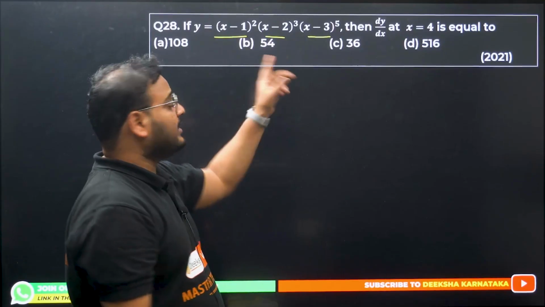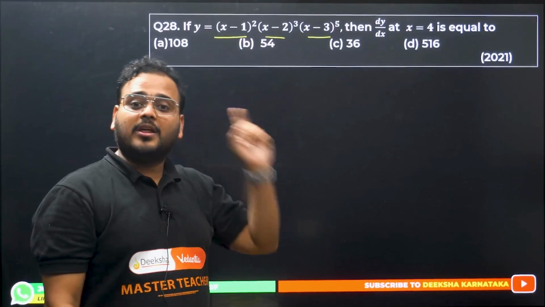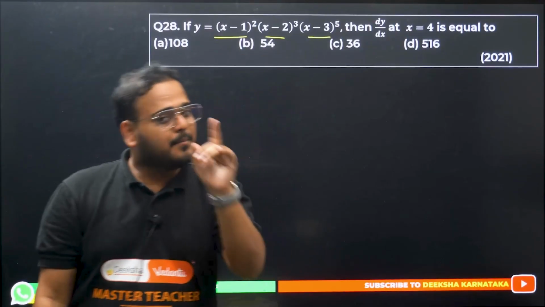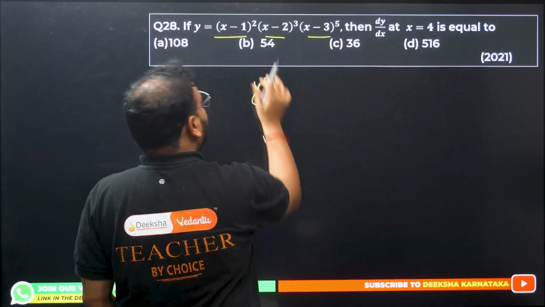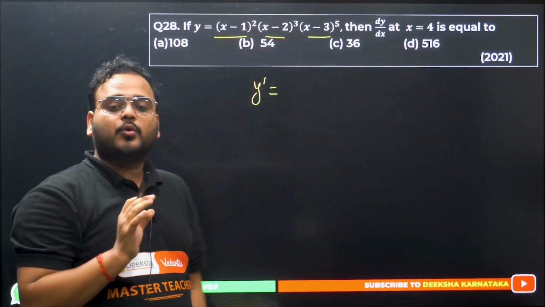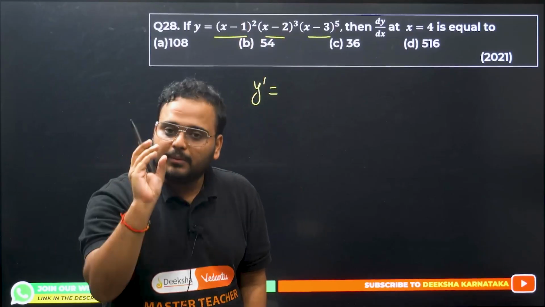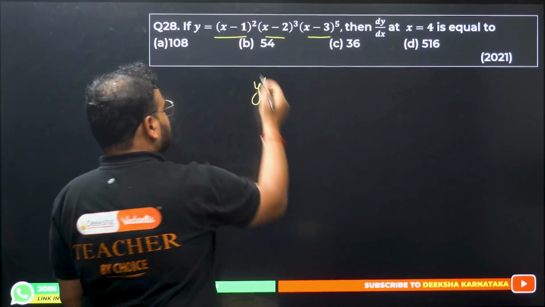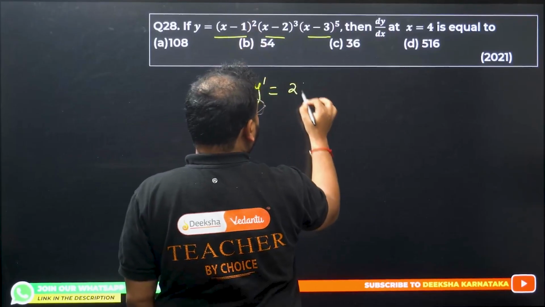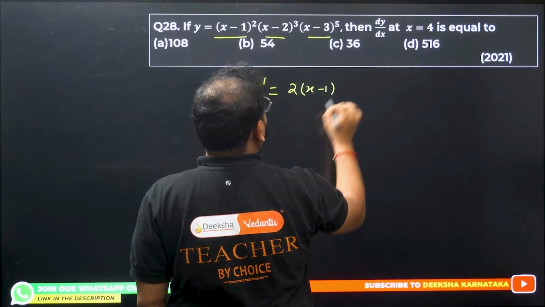We don't have 1 function, we have 3 functions, and they're all in product. So I have to apply the product rule. Excellent. Let's start from here. Y dash. I'm going to differentiate. In the product rule, I differentiate each function one by one, keeping the other two as they are. So I'm going to differentiate the first function, 2 times x minus 1, and keep the other ones as they are.